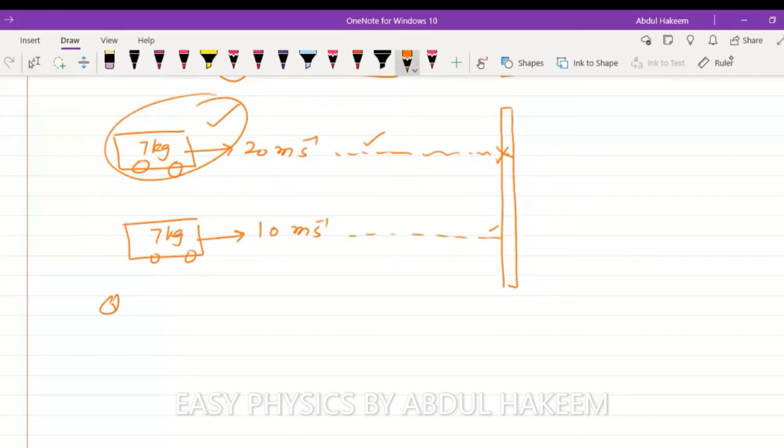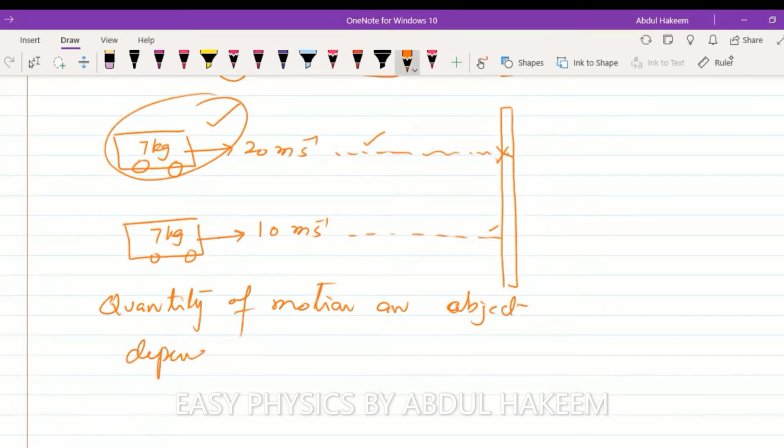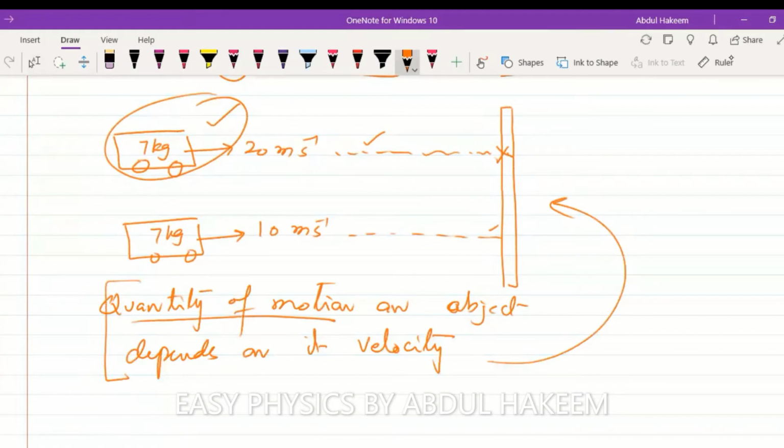So the quantity of motion in an object depends on its velocity. So from this experiment, it is very clear that the quantity of the motion depends on the velocity. Larger the velocity, greater the quantity of the motion.